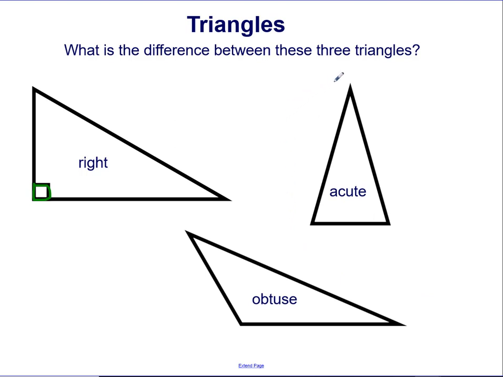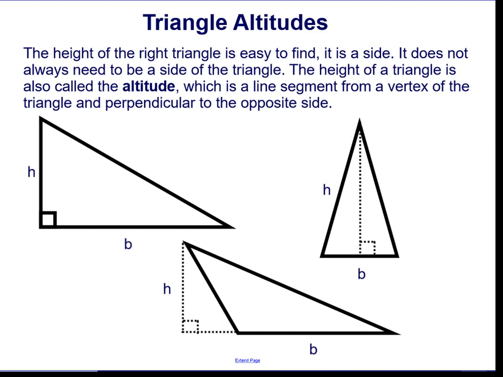So let's take a look at how we can use a formula to find the area for acute and obtuse triangles by looking at some of the differences that we have from the right triangle. The height of the right triangle is easy to find. It's a side. It does not always have to be the side of a triangle. The height of a triangle is also called the altitude, which is a line segment from a vertex of the triangle and perpendicular to the opposite side.